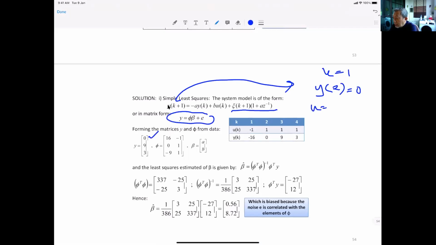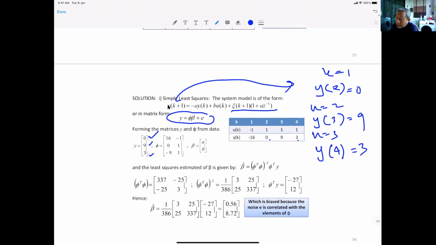Then k is equal to 2, y3. So y3 from the data is 9. Okay. Then k is equal to 3, y4 is 3 here. Okay.